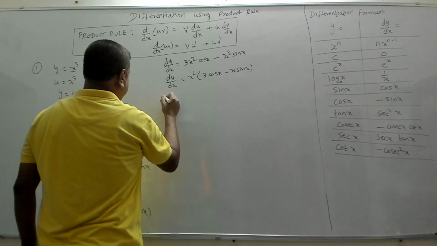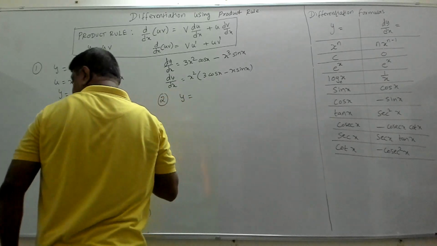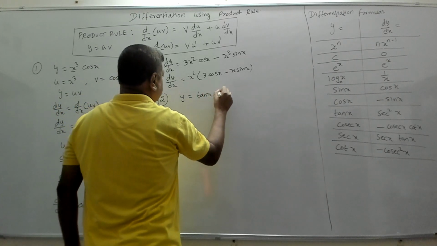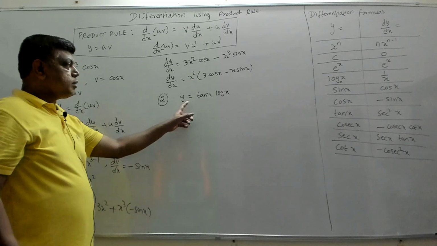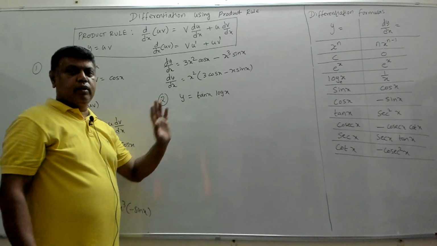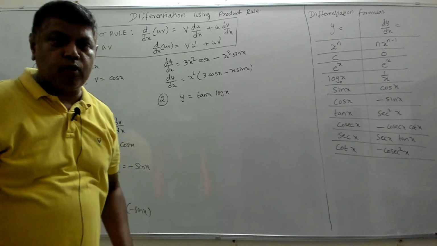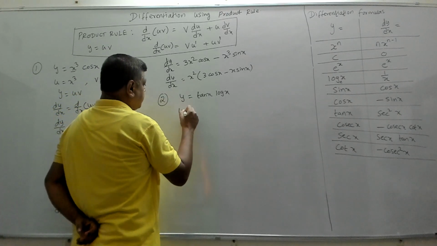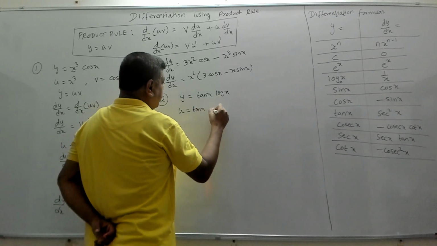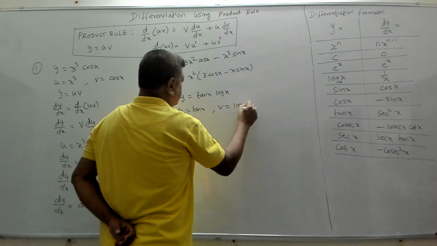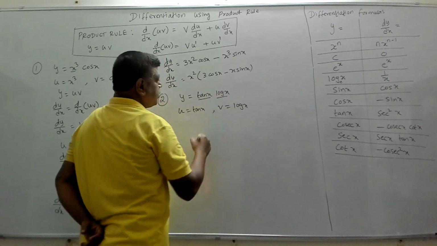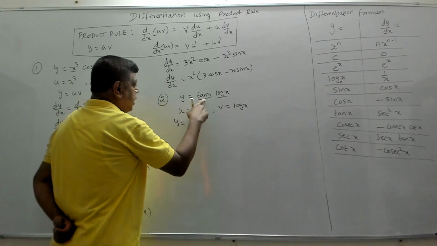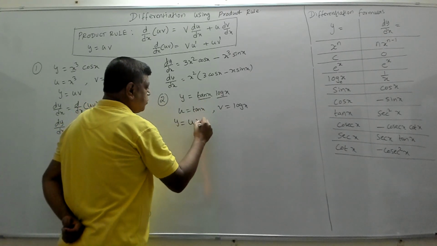The second problem is y is equal to tan x log x. Again, y is a product of two functions, u and v. So we can take one of them as u and the other one as v. If I take u as tan x, then our v is log x. This is u, this is v. Then our y becomes uv.